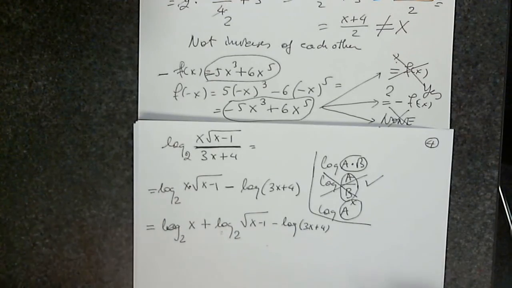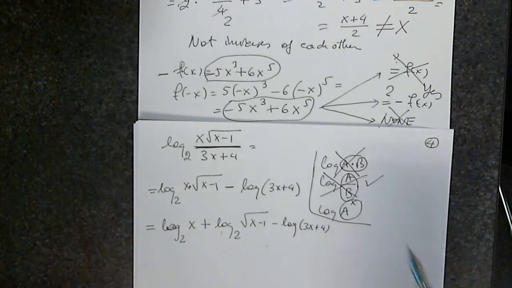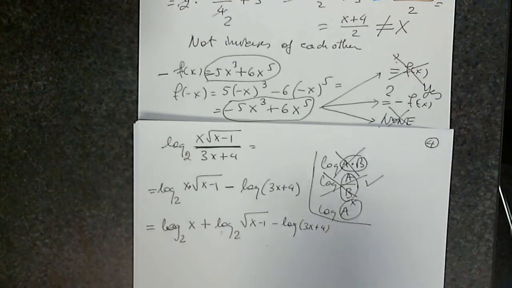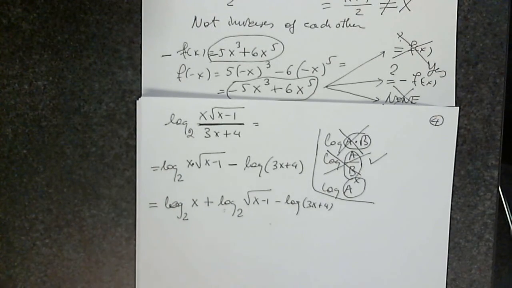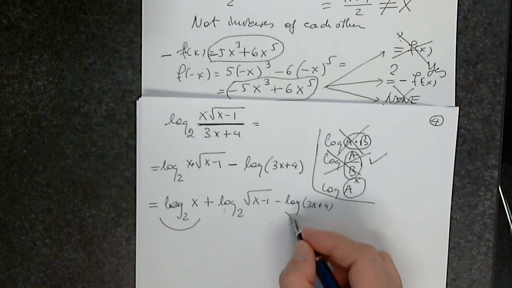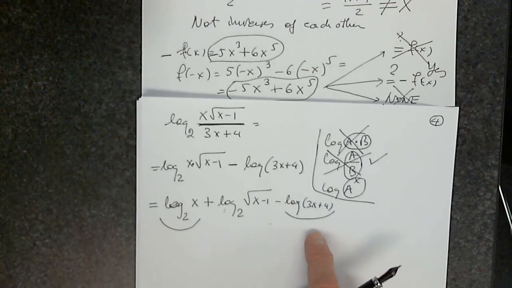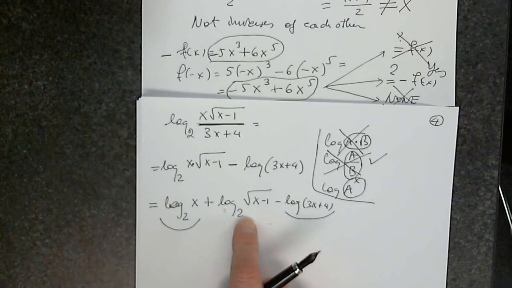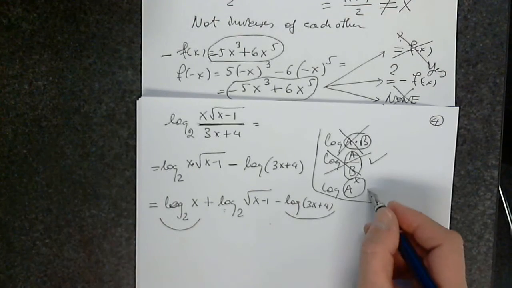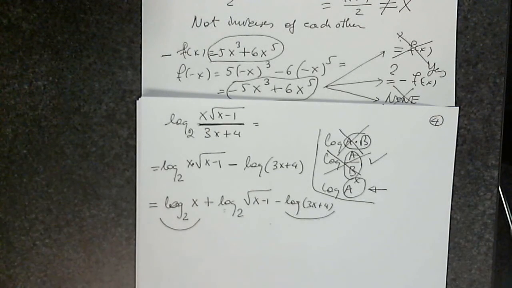There are no more products in the problem, and I exhausted the other rule as well. This is completely simplified. Nobody can further simplify it. However, this can be further simplified because I have one more rule that I can apply.